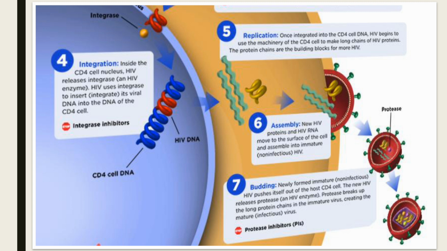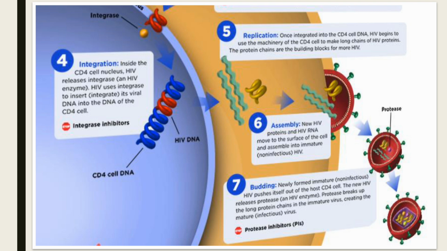Then assembly. New HIV proteins and HIV RNA move to the surface of the cell and assemble into immature HIV. These are immature forms, and it undergoes budding. Newly formed immature HIV pushes itself out of the host CD4 cell. The new HIV releases protease enzyme. Protease enzyme acts to break long protein chains in the immature virus, creating the mature HIV. It is in infectious form.